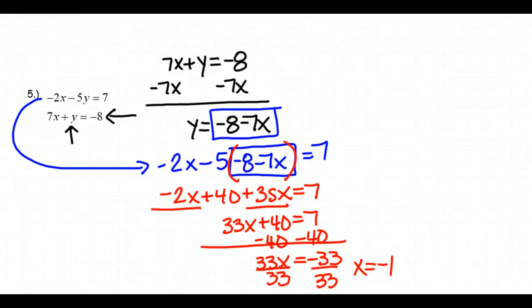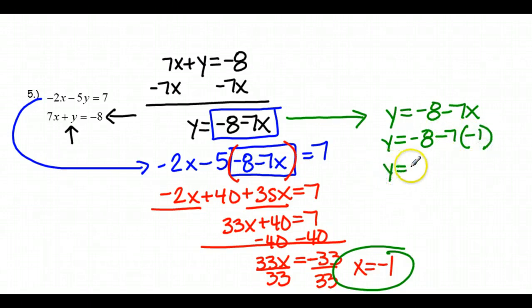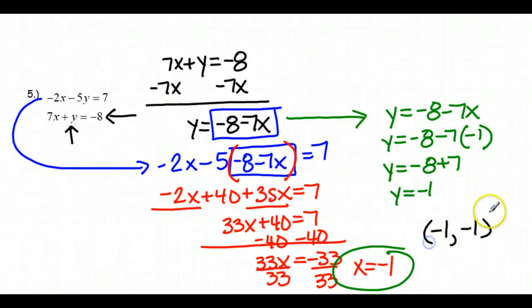Now again, once we get here, we want to go back to the equation where y was by itself and plug in the value of x. So we now know that x is -1. Let's plug that in. -8 minus 7 times x, which we now know is -1, and we can simplify this. -8 plus 7 gives us -1. So our solution to this linear system is -1, -1.